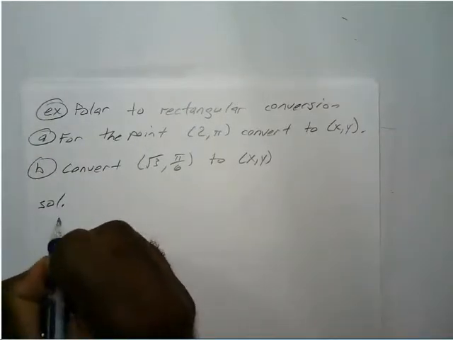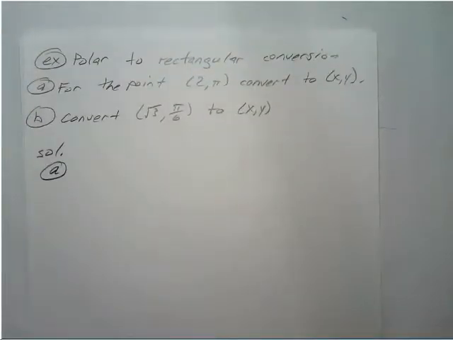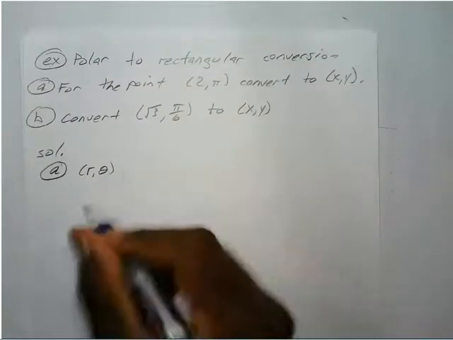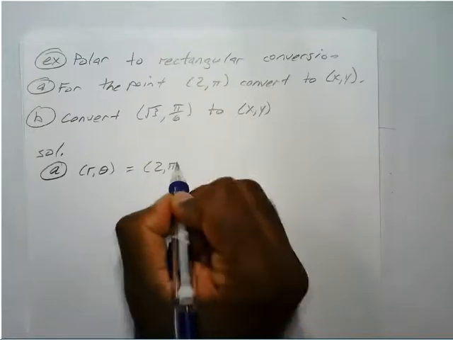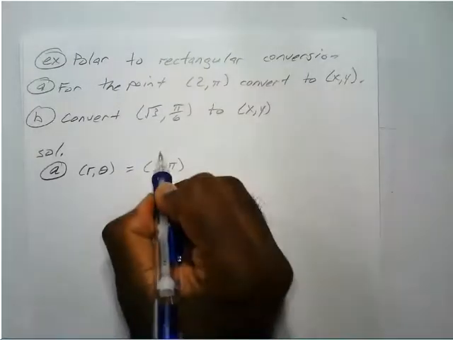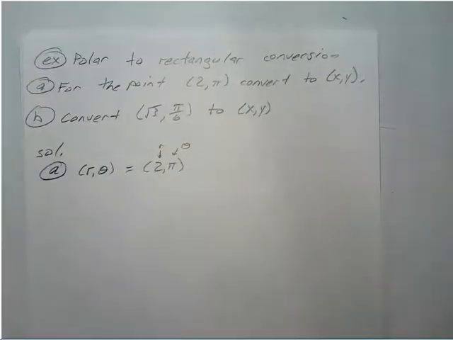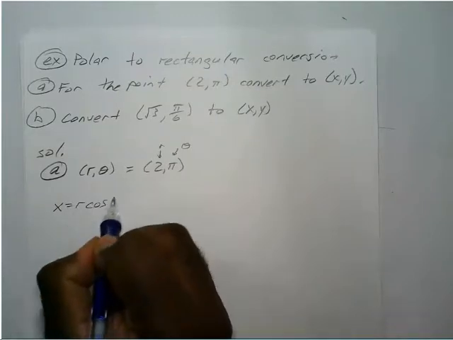Alrighty, so let's look at problem A. Alright, so we know that our (r, theta) is (2, pi). Okay, so that's our r, and that is our theta. Okay, so we know that x is equal to r cosine theta.